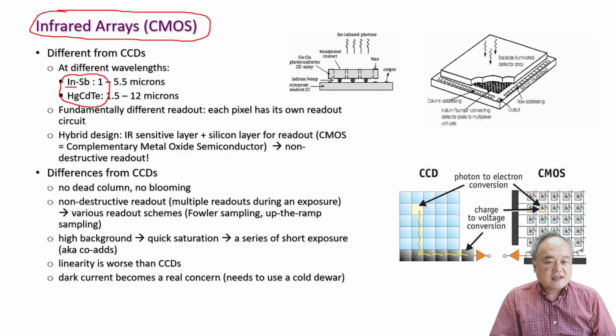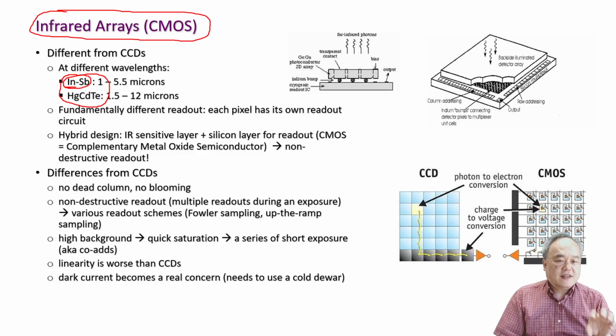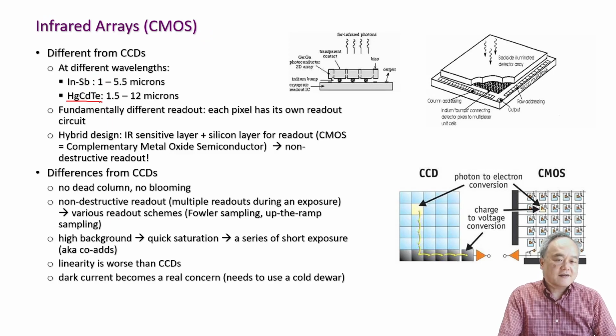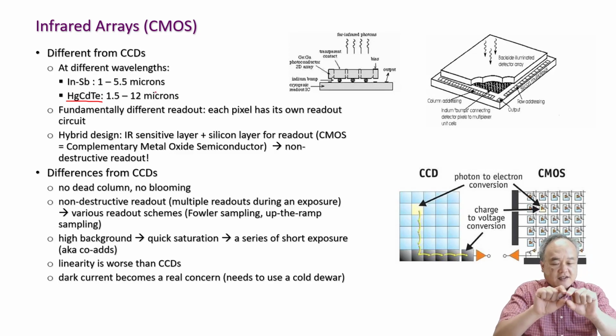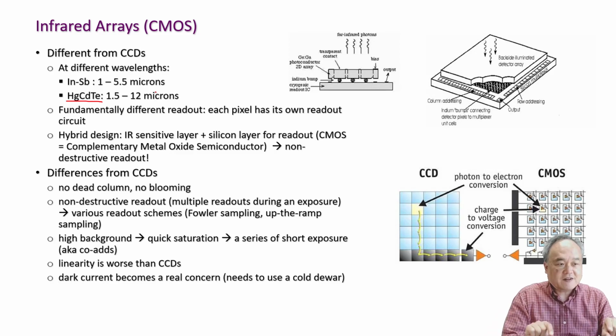The first one is indium antimonide, known as InSb. The InSb array is sensitive to near-infrared photons ranging between 1 and about 5.5 microns. Another common material used in infrared arrays is mercury cadmium telluride, so it's the HgCdTe array. This is sensitive between 1 and about mid-infrared 12 microns. So these are the surface photosensitive layers for the infrared photons.